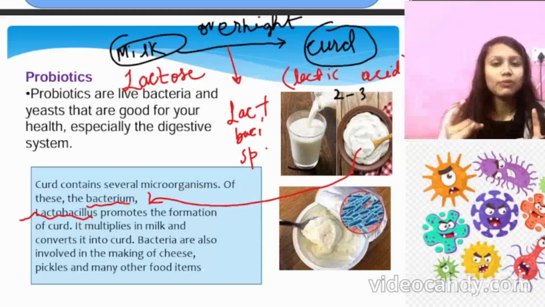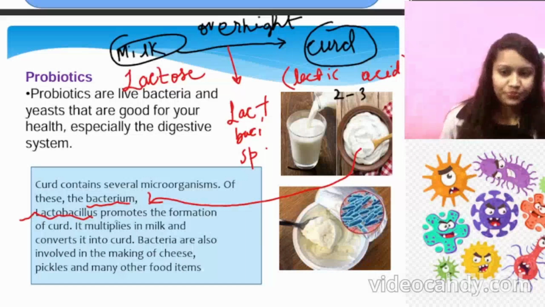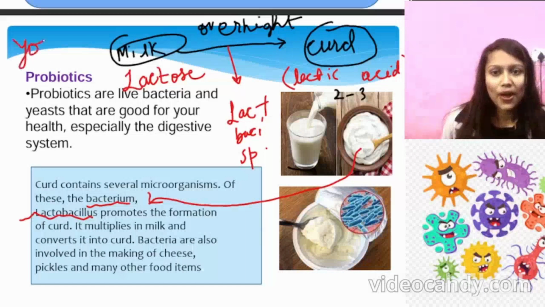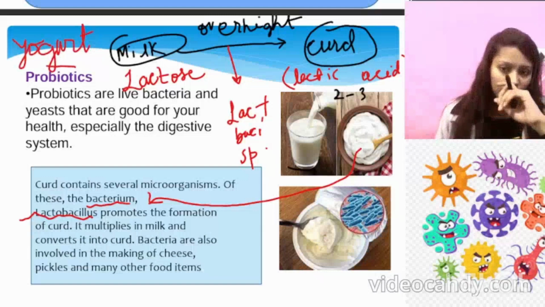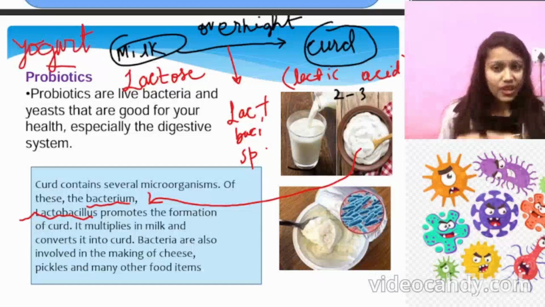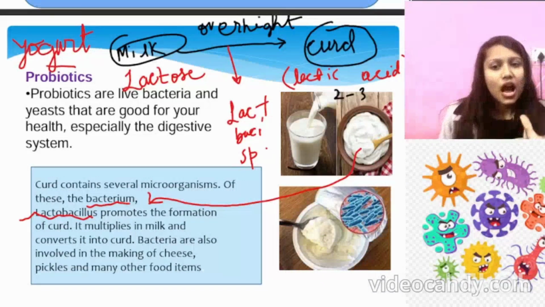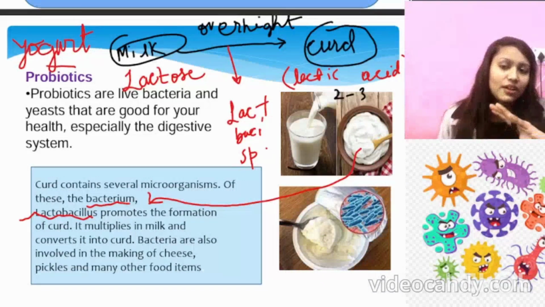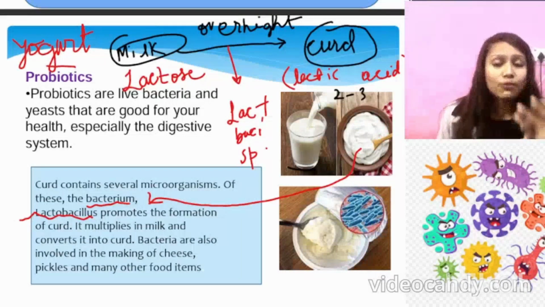Not only curd, but in the preparation of cheese and pickle and other food items also, various kinds of bacteria are used. Now sometimes students get confused with yogurt also. Yogurt is an example of probiotics. You might have heard about this term probiotic yogurt, which looks like curd, and sometimes it even tastes slightly like curd. So that's why I have also mentioned probiotic here. And curd itself is a kind of probiotic. Actually, probiotics are live bacteria and yeast. They are those microorganisms which are useful for our digestive system, which helps to improve our health.